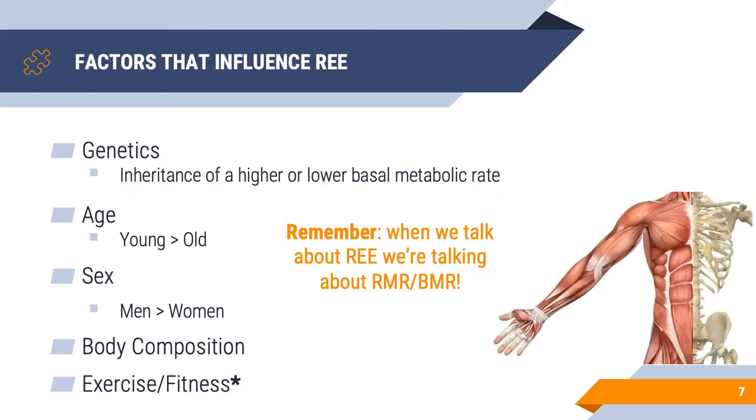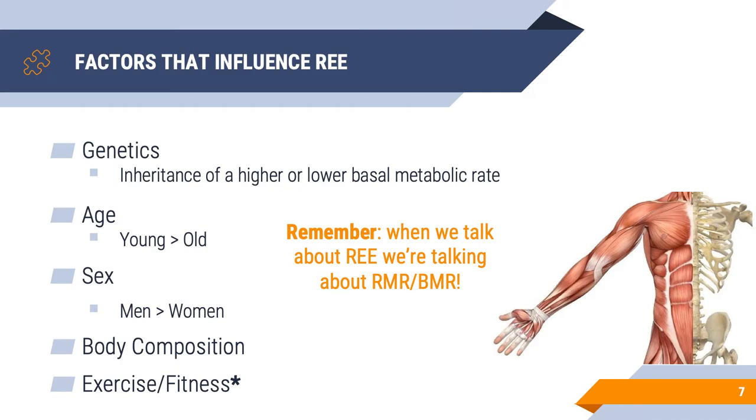So what are the factors that influence resting energy expenditure? A couple things we need to consider here. So when we're talking about resting energy expenditure, we're talking about that resting metabolic rate or the basal metabolic rate. First and foremost, genetics. You might be endowed genetically with a higher or lower basal metabolic rate. Next, we're thinking about age, so young versus old. Young people have much greater skeletal muscle mass than older adults, which contributes to a greater resting energy expenditure.